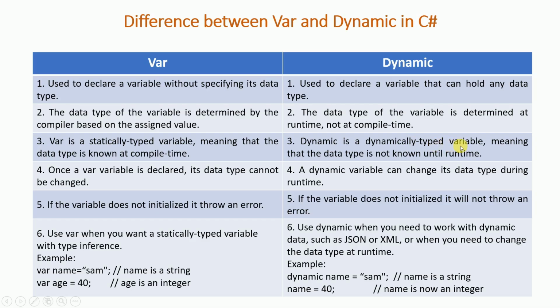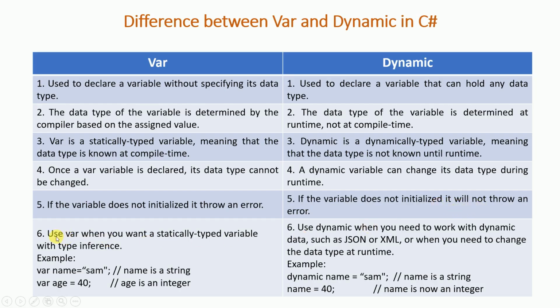The next difference is, once a var variable is declared, its data type cannot be changed. Whereas in case of dynamic, the variable can change its data type during runtime. In case of the var keyword, if the variable is not initialized, then it will throw an error. Whereas in case of dynamic, if the variable is not initialized, it will not throw an error.